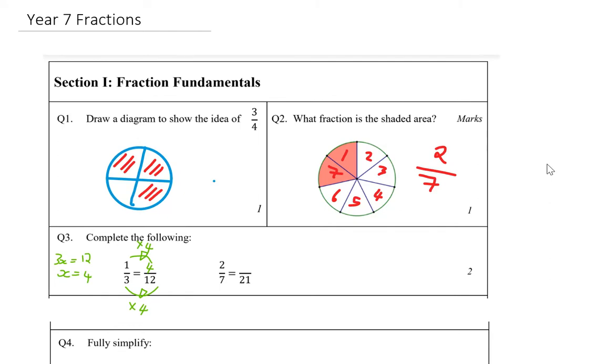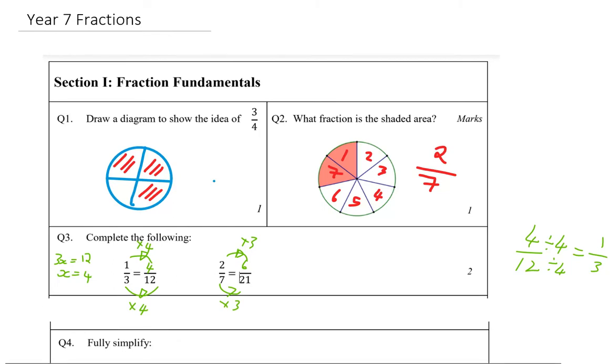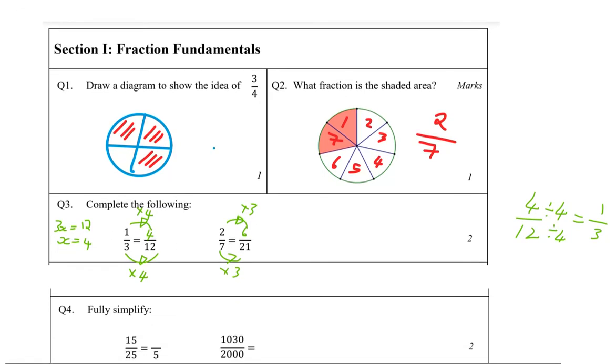If we want to check to see if our answer is correct, 4 over 12, we can divide by 4, the highest common factor, to get 1 over 3. The same for the second one. We multiply by 3, multiplied by 3. 2 times 3 is 6, and those are equivalent fractions.